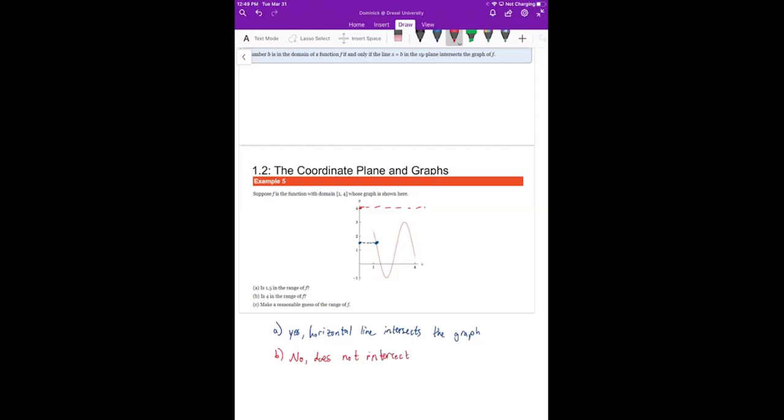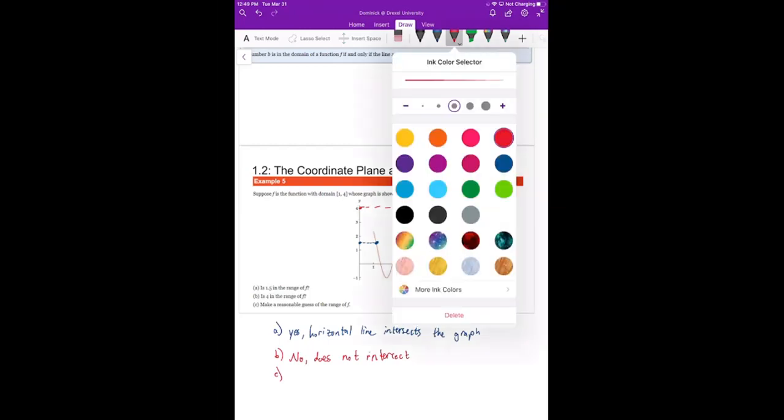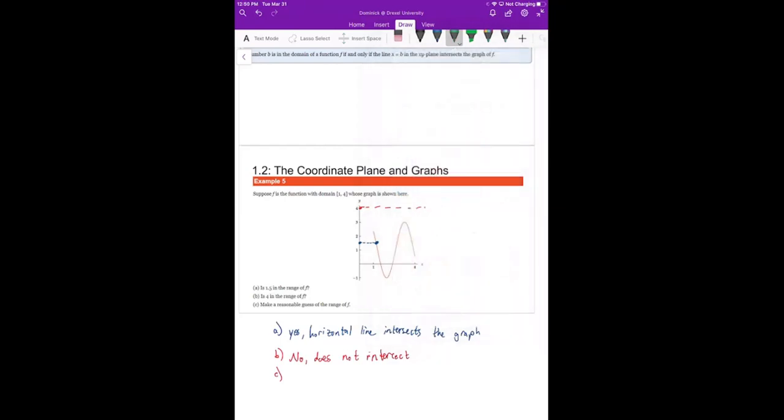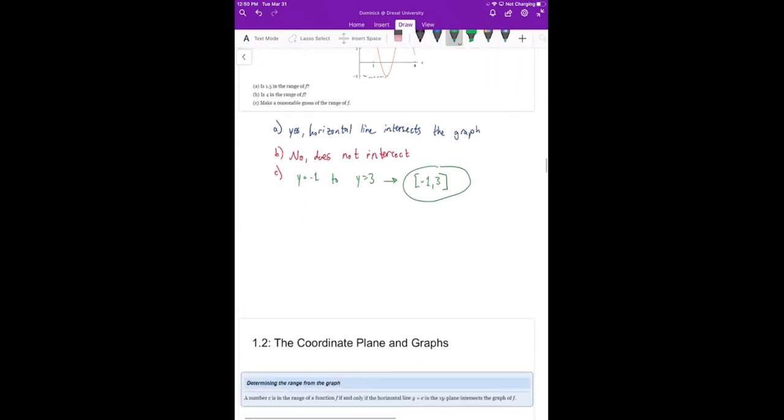All right, now for part C, we want to make a reasonable guess for the range. Well, what's the lowest y value? It looks like your lowest y value is at -1. It looks like our largest y value is up here, which looks like it's about 3. So if your range is -1 to 3, we could write that in interval notation as -1 to 3, both with brackets.